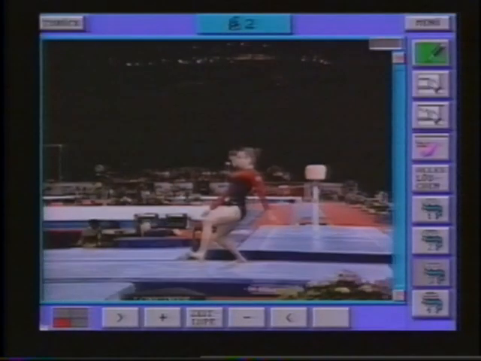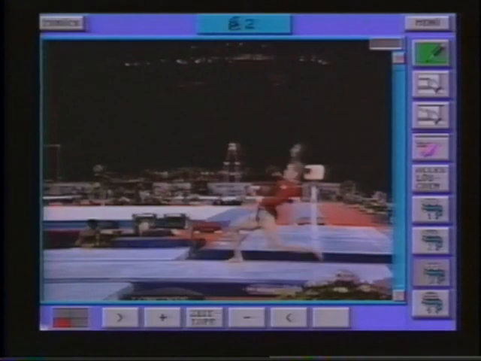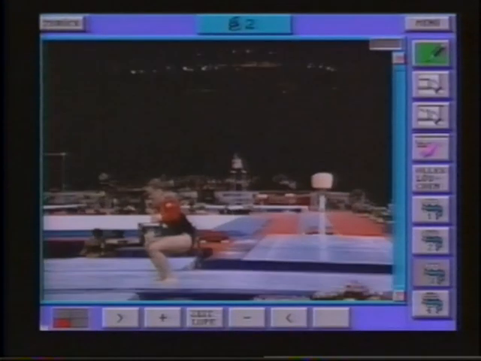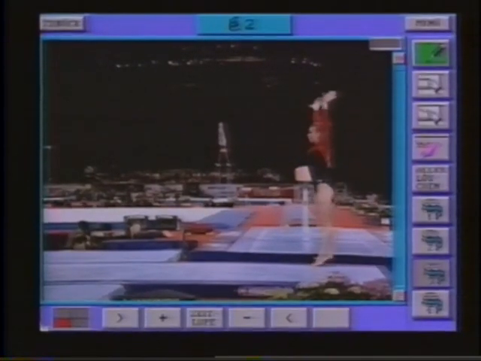Double twist as beam dismount, C. Question, which deduction would you take? Main faults, crossed legs during the flight, minus 0.05. Slight hip angle, minus 0.05. Deep landing, minus 0.05. 3 steps backward with loss of direction, minus 0.3. In total, minus 0.4 minimum.